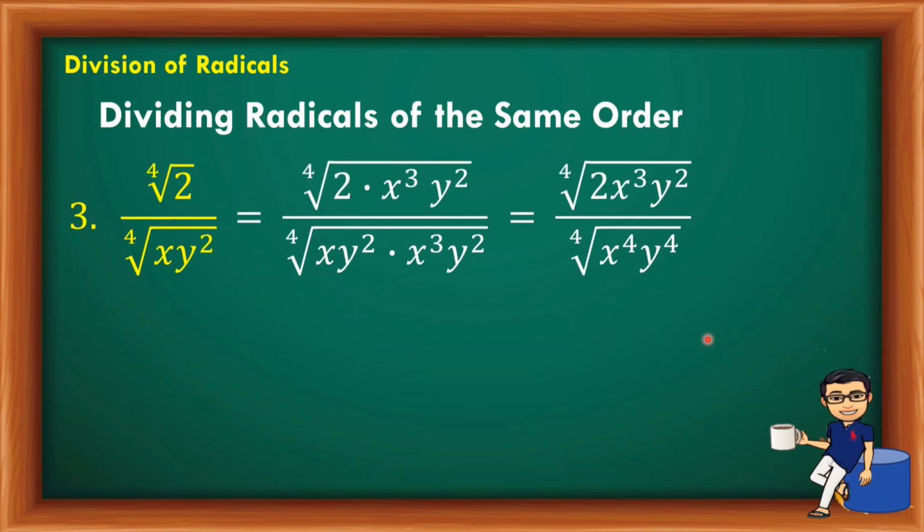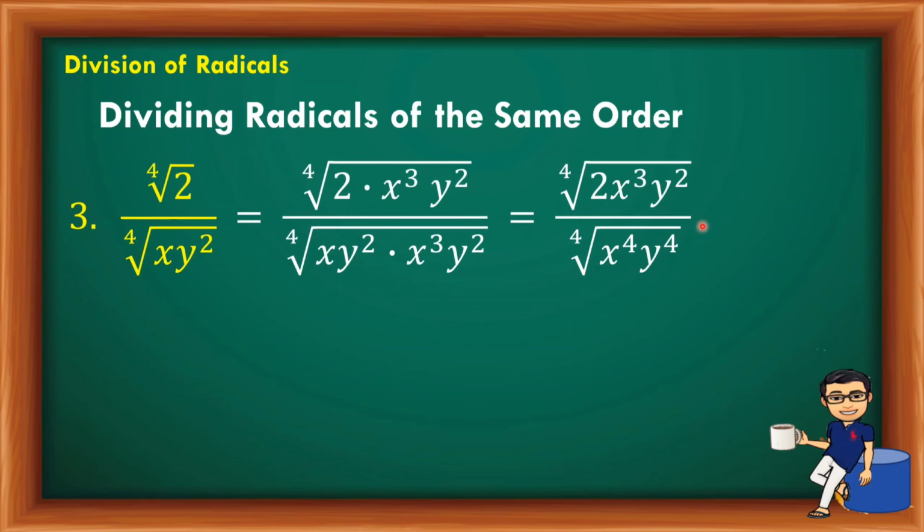And the result will be 2 times x cubed times y squared is 2x cubed y squared. Hence, magiging x to the fourth ito, y to the fourth because of x times x to the third is x to the fourth. And y squared times y to the second is y to the fourth.